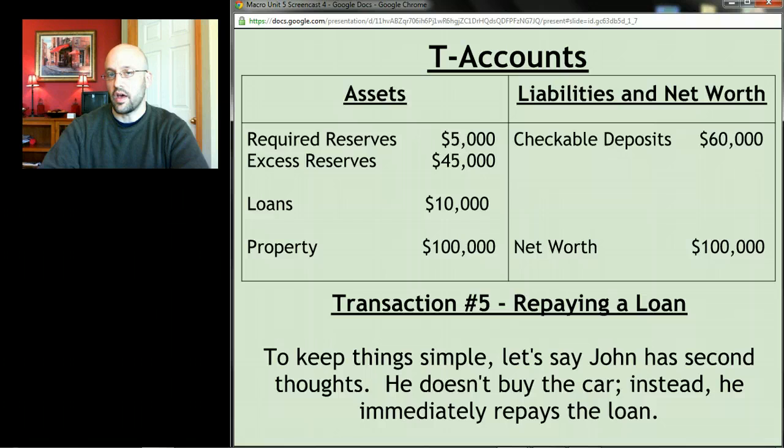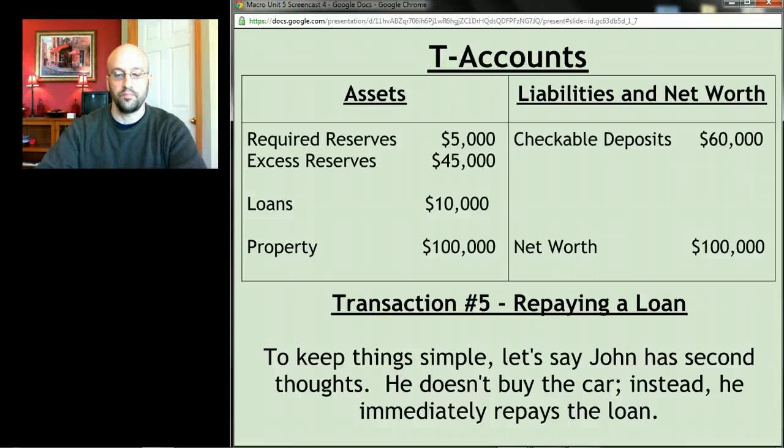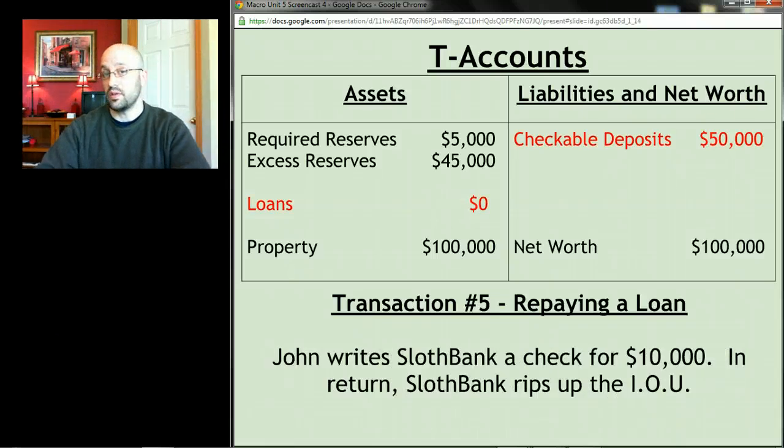Now, the converse of that means that when loans get repaid, money gets destroyed. And to keep things simple, let's say that John immediately just has second thoughts and turns around and decides he doesn't want this loan. He wants to call the whole deal off. So what he does is take out $10,000 from his checking account and sends it to the bank. The bank takes that IOU, rips it up. John doesn't owe that money anymore.